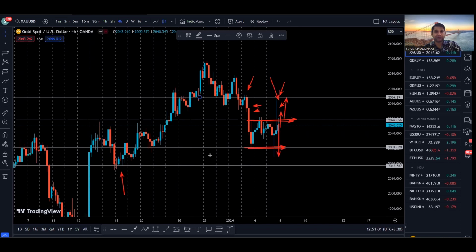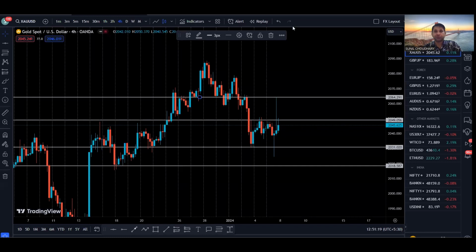If we get a closure below the support, we have a clean range until this point, and then we can manage our trade, and this is going to be the final target. So basically, if we get a closure below this support, there will be a higher probability for the price to come down to the next support, which is right here, right? That is something on the 4-hour time frame.